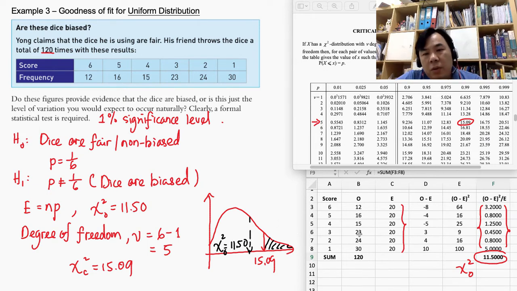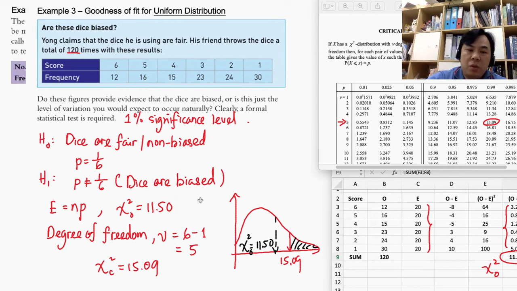Now, of course, in the exam, don't forget, you have to construct the table manually. So this requires a bit of work. Now, I'm going to move on to the next question shortly.